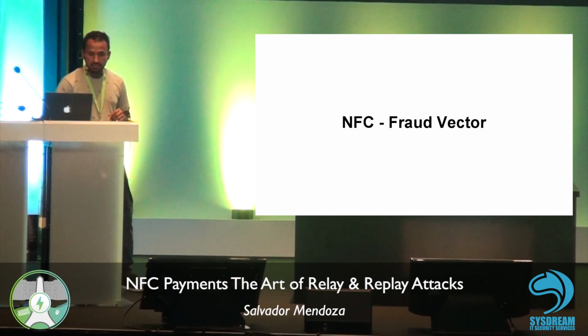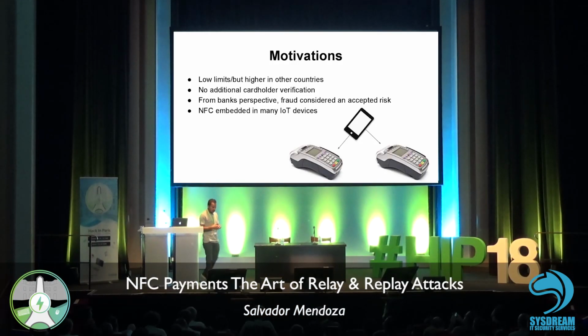A little bit about the fraud vector. Sometimes we talk about how we can make NFC transactions, but they have low limits. Let's talk about the US. We have a limit of $50 for NFC transactions. But if we move this money to another country, let's say South America, that money is going to change a little bit in value, so probably you can buy different things. So people start using this technique to make these fraudulent transactions.